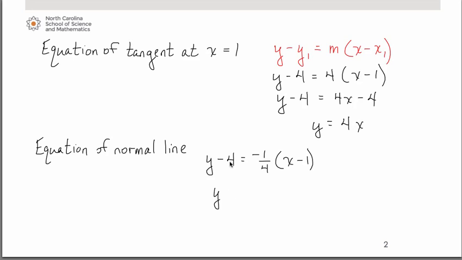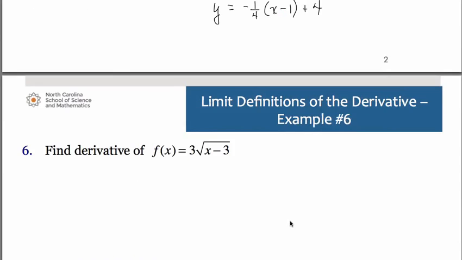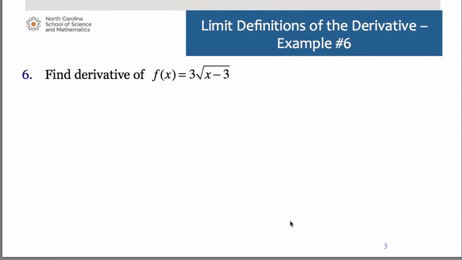And we can simply move the 4 over and add it over if you wish. There is not necessarily a need to distribute everything out. It is quite sufficient to just leave it like that. So let's look at another example. Here we are simply asked to find the derivative of f of x equals 3 times the square root of x minus 3. So since there is no point at which we are trying to find the derivative, we will be using the first limit definition of the derivative, the one with h in it.